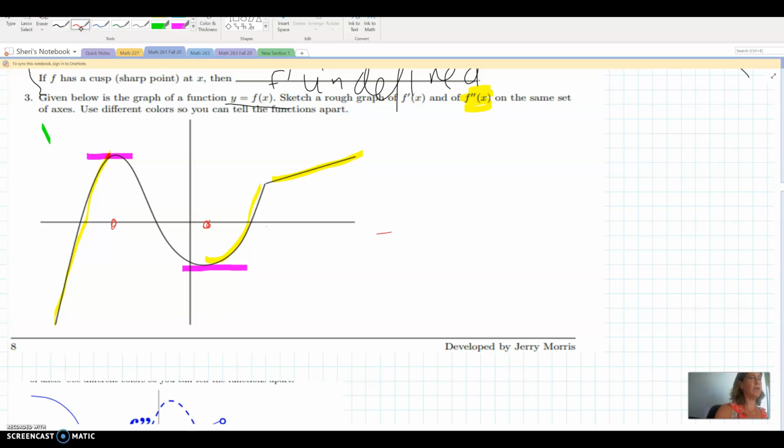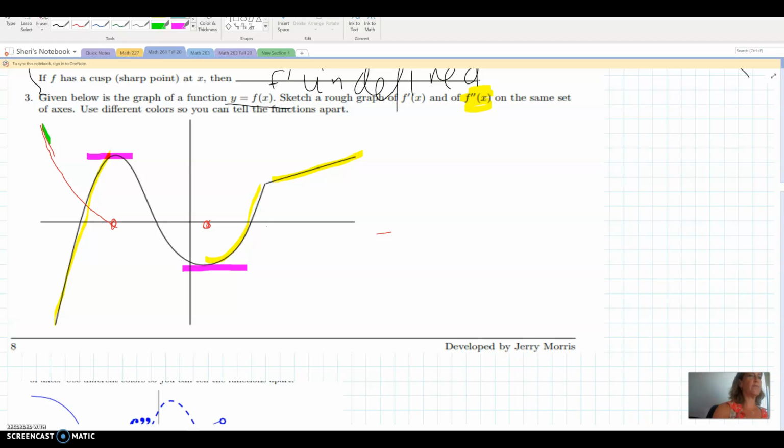So starting here, it's very steep, so it has a big positive number, and then it gets flatter as I approach that pink point. So I'm going to start out at a big positive number, and my derivative, the rate of change, is getting smaller and smaller until right here the rate of change is exactly 0 when I have that horizontal tangent.